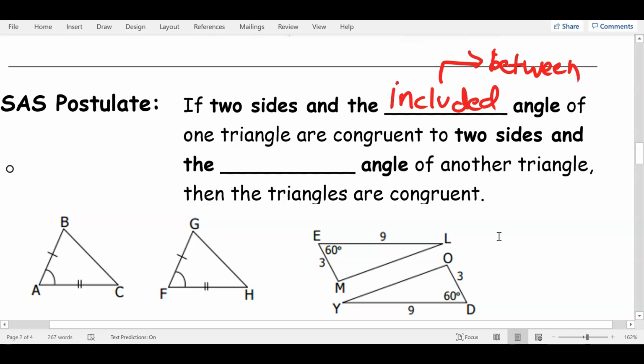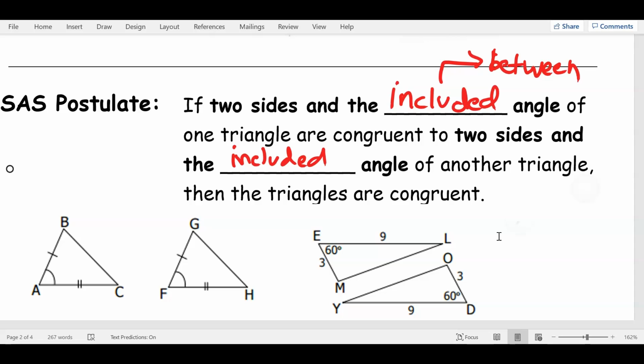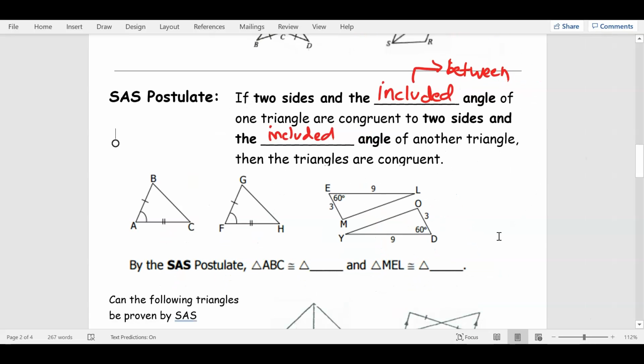If 2 sides and the included angle of one triangle are congruent to 2 sides and the included angle of the other triangle, then the 2 triangles are congruent. The whole triangle, every angle, every side. Okay?